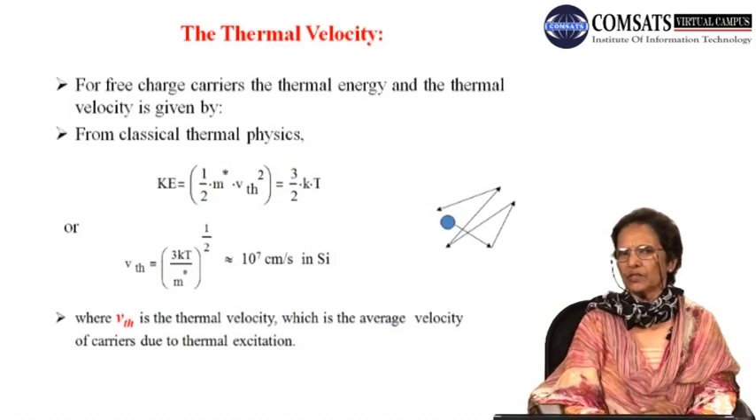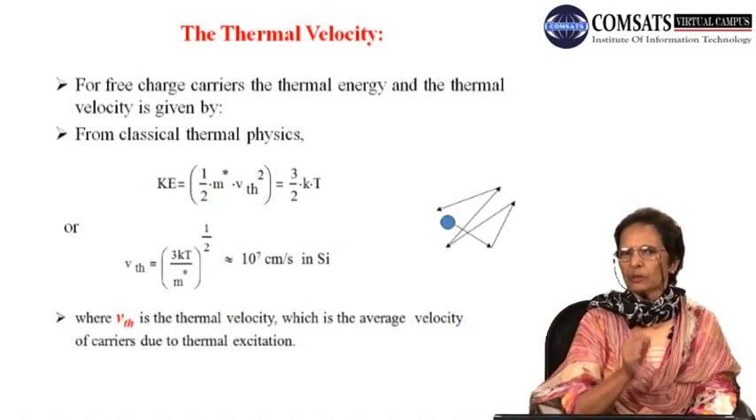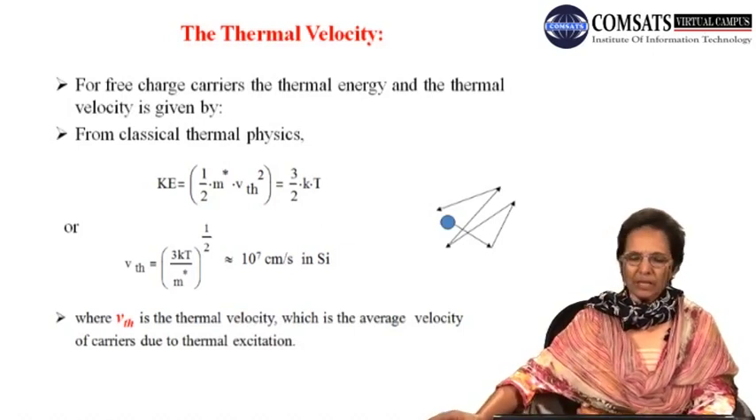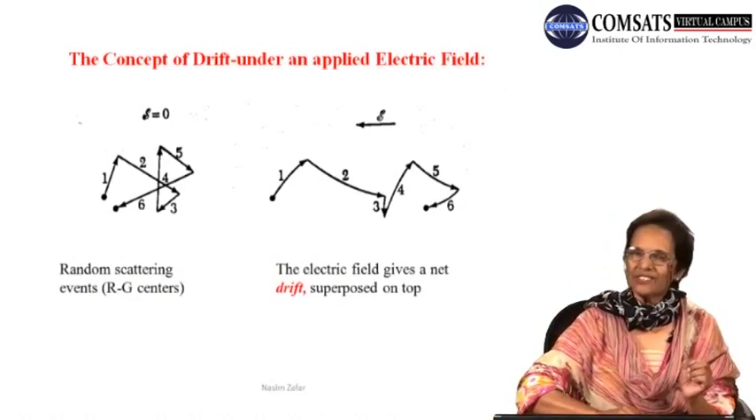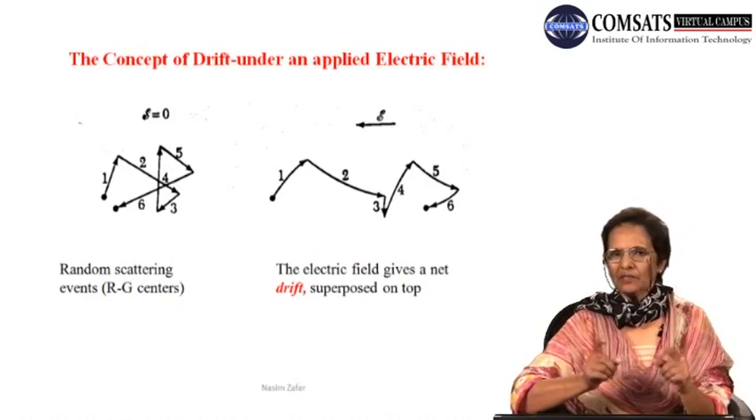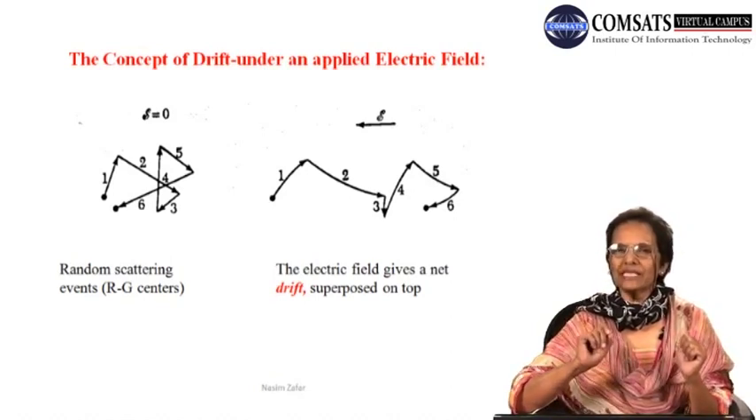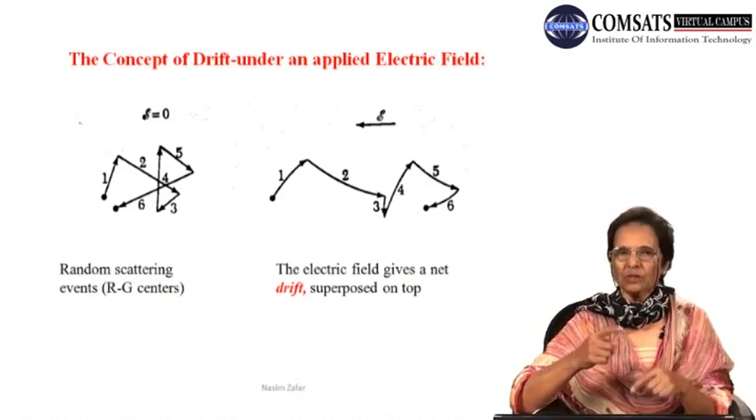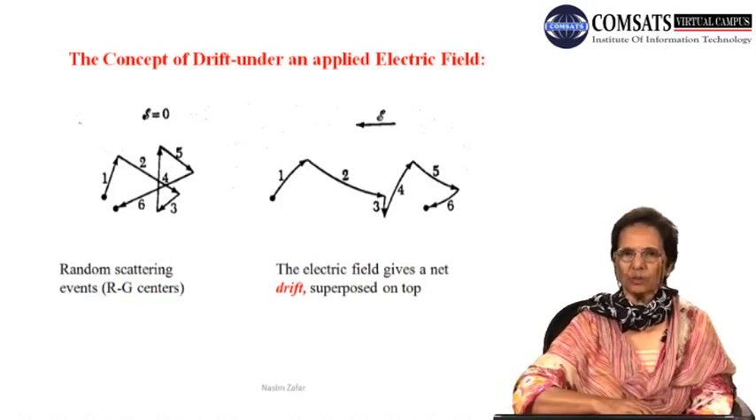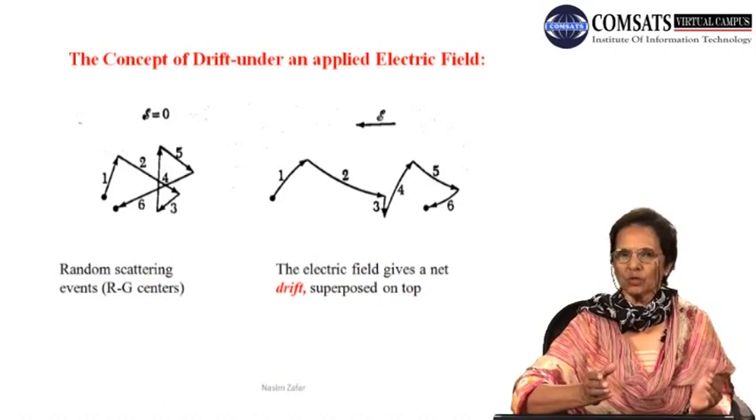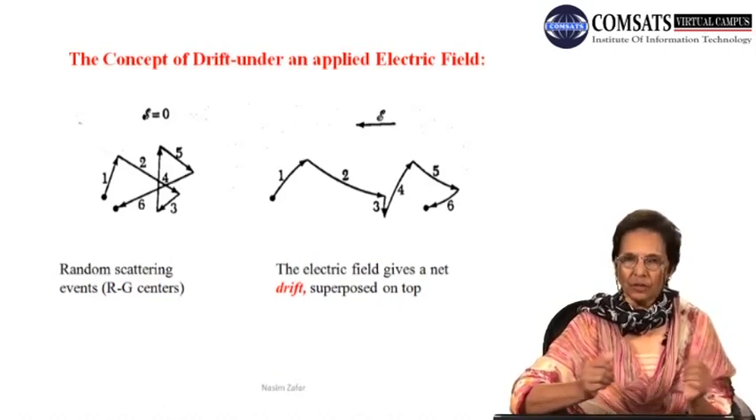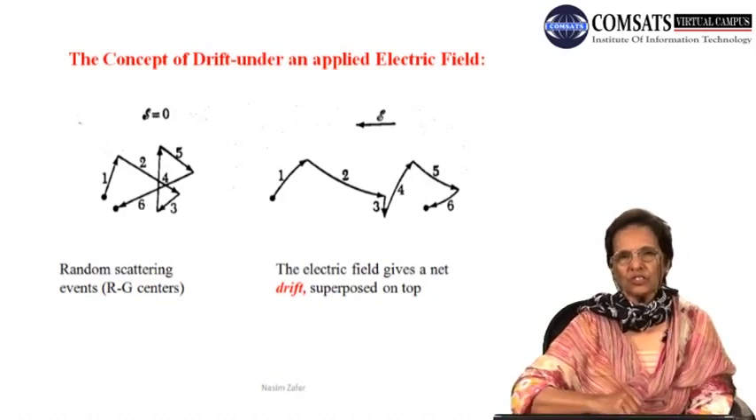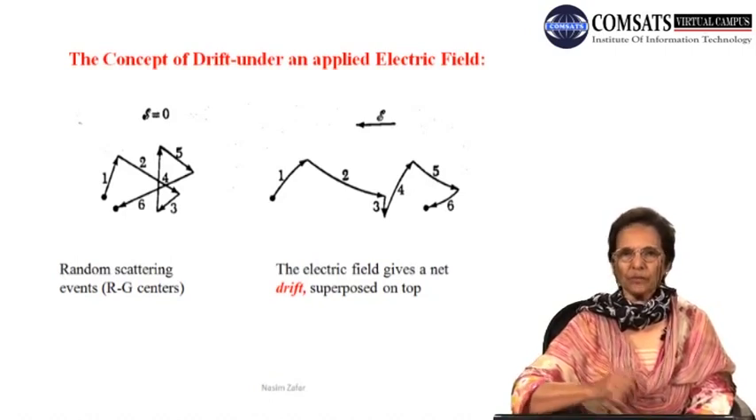Why did I calculate this thermal velocity? It's important because you will see in a minute that I'm going to compare this thermal velocity with the drift velocity. I haven't explained the term drift velocity yet, even though I have introduced the concept. So we will see in a minute what is this special velocity, which we have termed at this point as the drift velocity. Let's look at this transparency again.